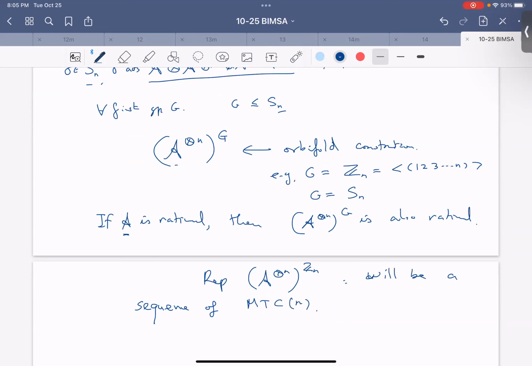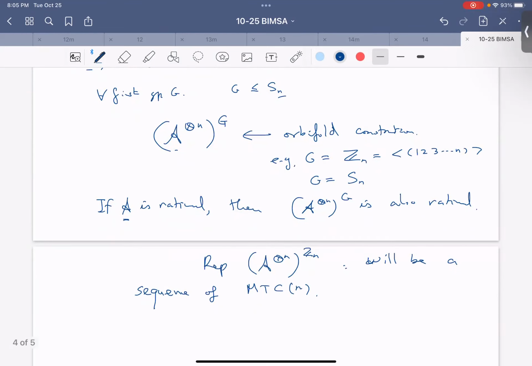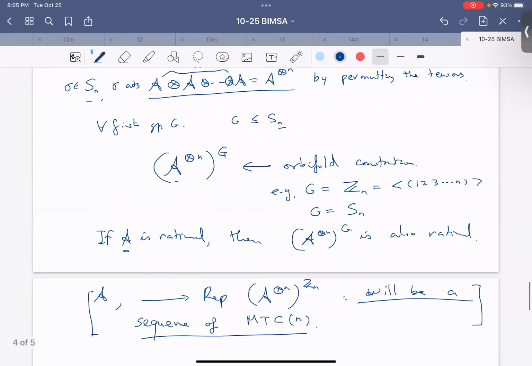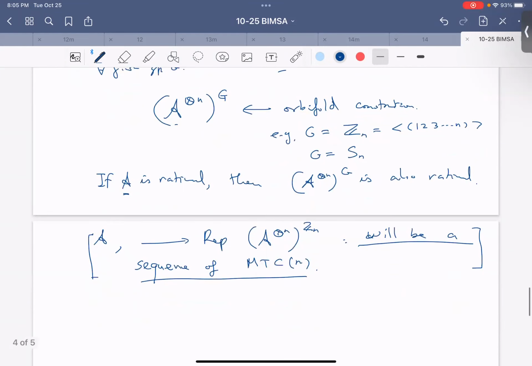So maybe I'll write n here. In other words, starting with any conformal net, if you apply this construction, you'll get a sequence of modular tensor categories indexed by n. From the conformal net point of view, this is a very simple construction. I should say the orbifold construction goes back to physics, to the physicists back in the 80s. So on the conformal net level, taking the orbifold is a really natural construction, and we also have this powerful theorem which says that you always get a rational conformal net out of the orbifold. So you start with this A, there is a corresponding modular tensor category, and then applying the orbifold construction, you will get a sequence of modular tensor categories.